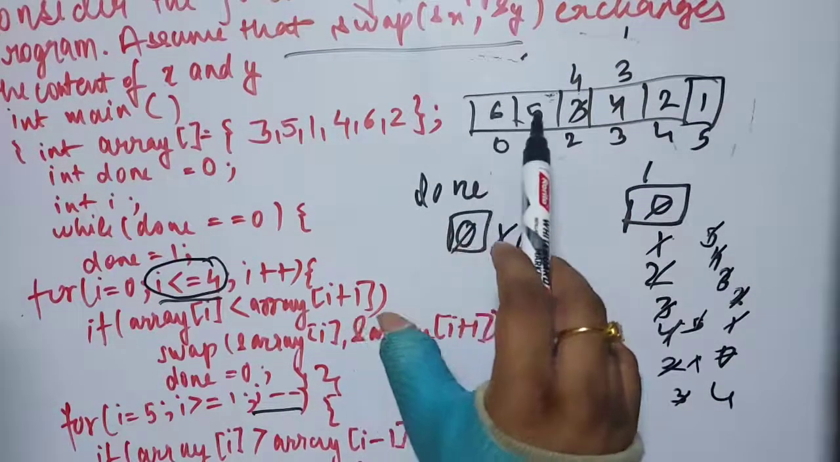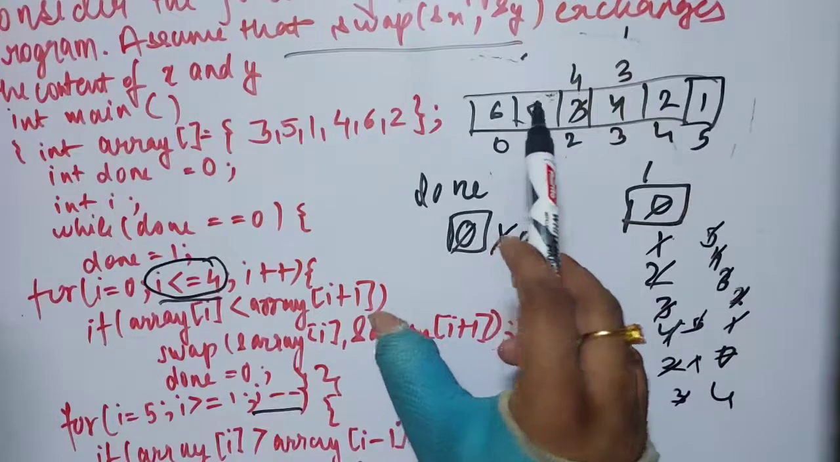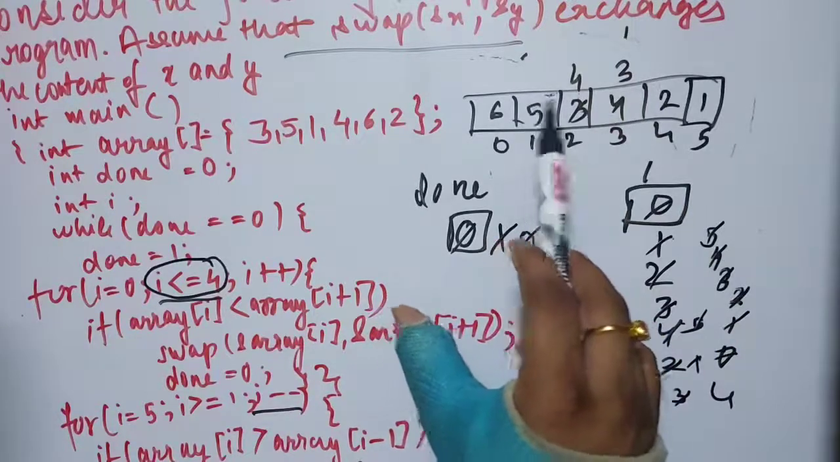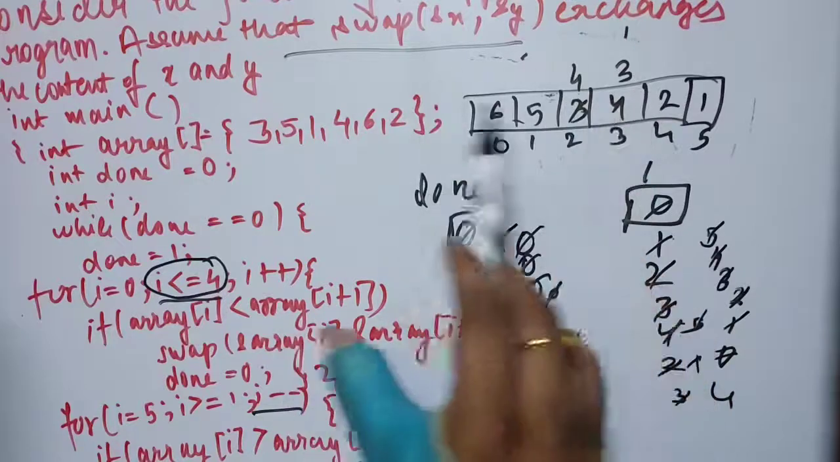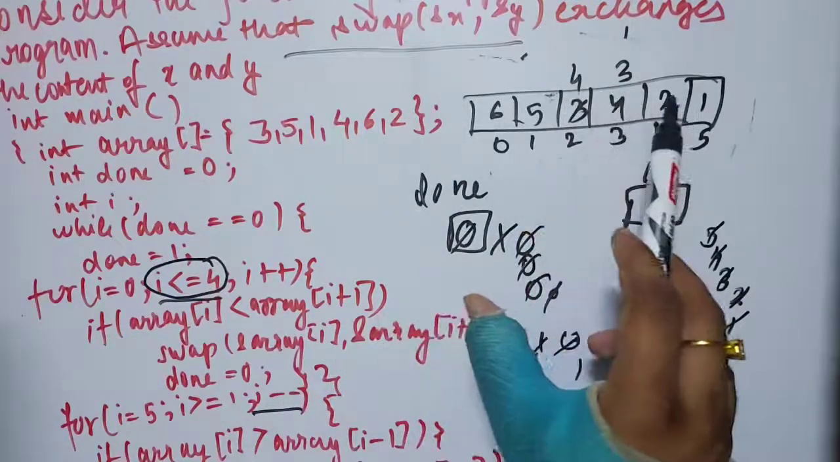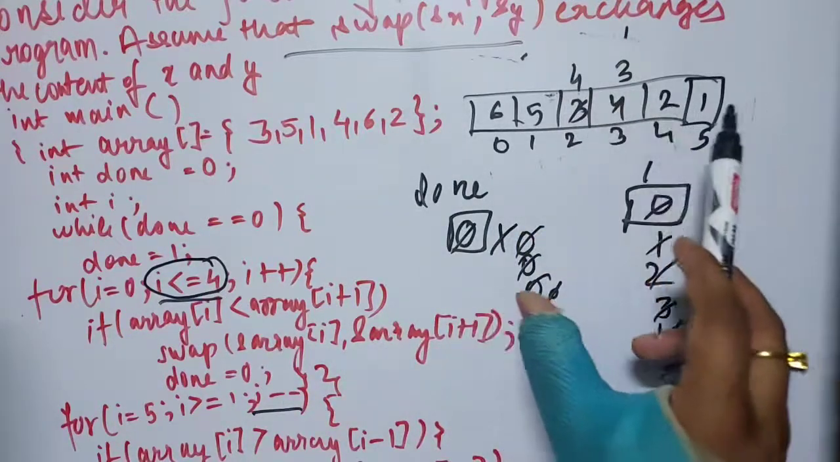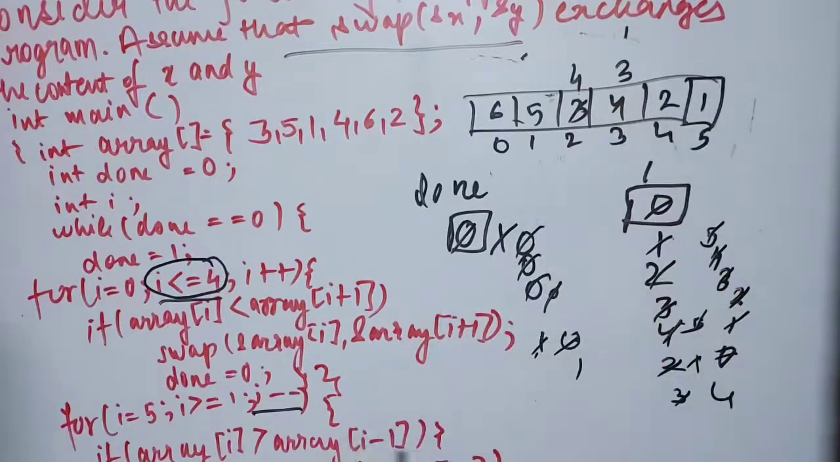In 0 and 1, is 6 less than 5? No. 1 and 2, is 5 less than 4? No. 2 and 3, is 4 less than 3? No. 3 and 4, is 3 less than 2? No. And 4 and 5, is 2 less than 1? No.